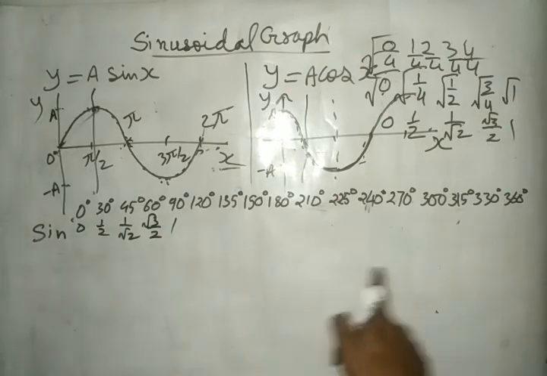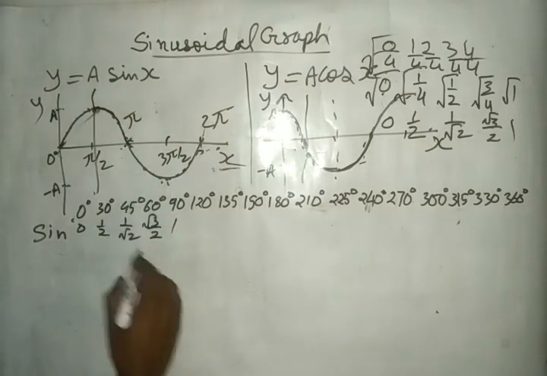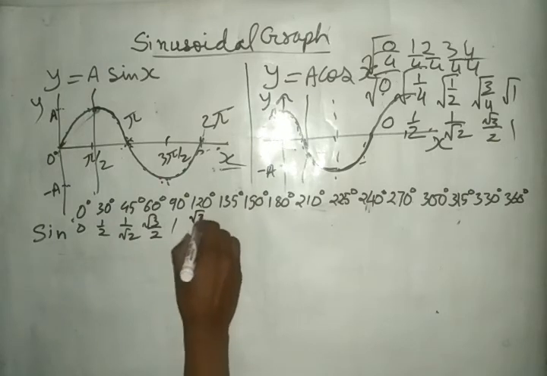And now reverse it, because it is symmetrically going down. So just the mirror image, root 3 by 2.